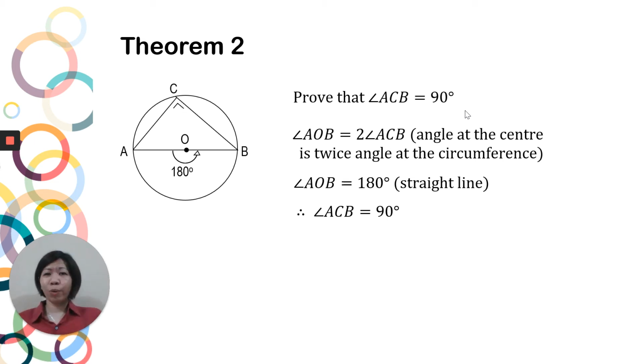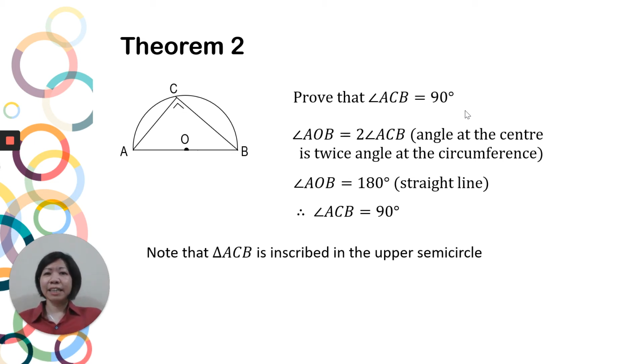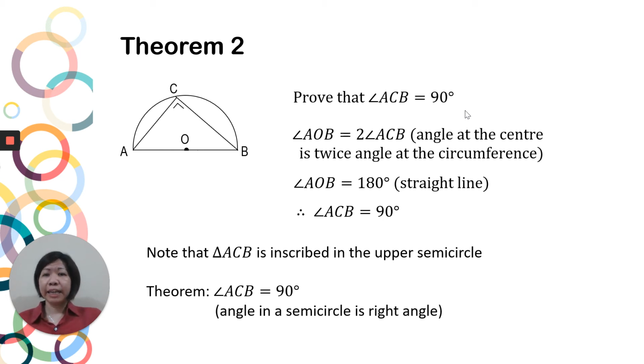Or in another way, you can see here on the diagram, when I eliminate the lower half of the circle, you can see that triangle ACB is actually inscribed in a semicircle, just the upper side of the semicircle. So if I have to give this theorem a name, this is what it is called. ACB is equal to 90 degrees, and this angle is called angle in a semicircle, simply because angle ACB is inscribed within a half circle.